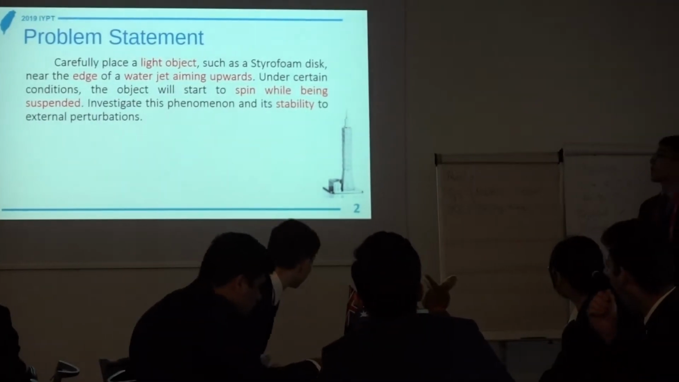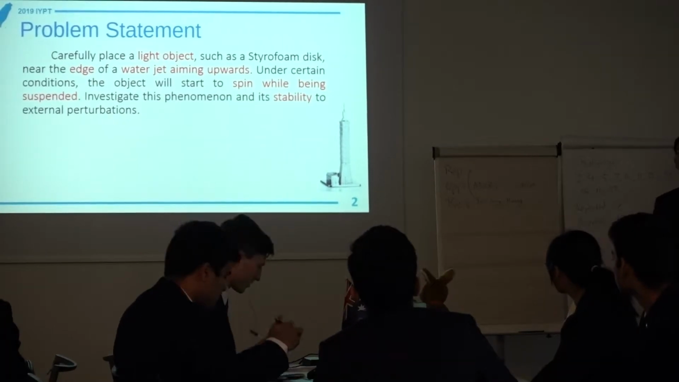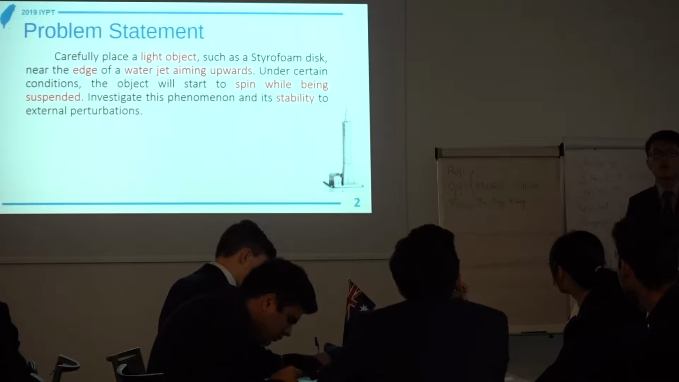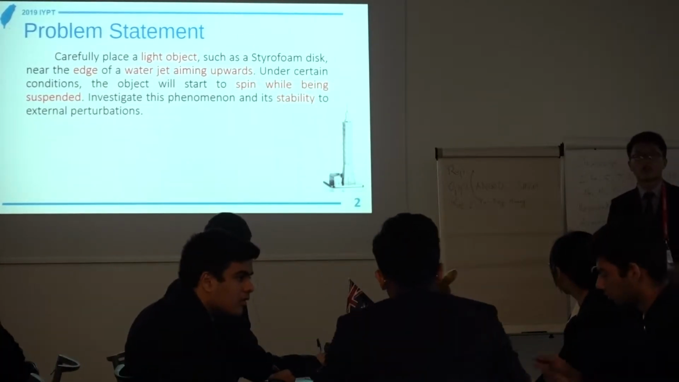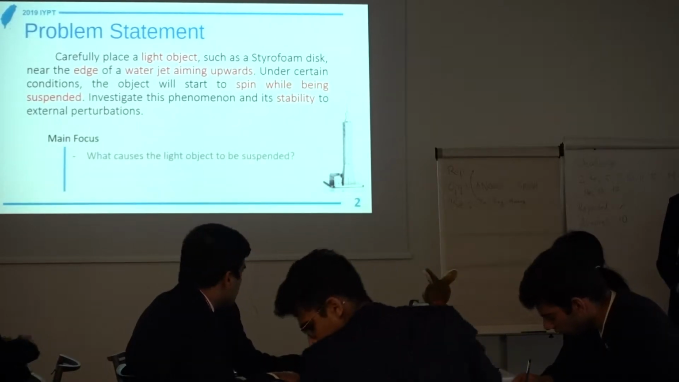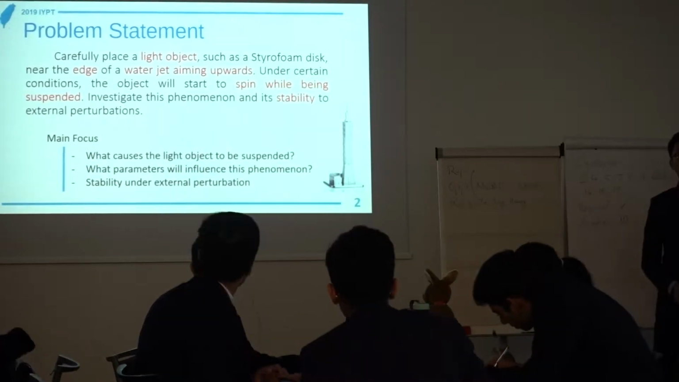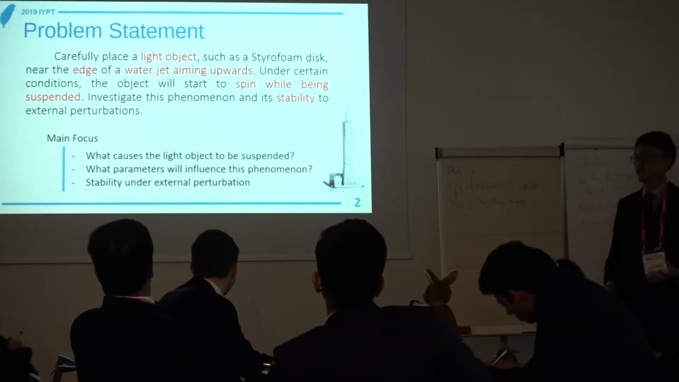This is the problem statement. Carefully place a light object, such as a styrofoam disc, near the edge of a water jet aiming upward. Under certain conditions, the light object will spin while being suspended. Measure this phenomenon in stability and external situations. So the reporter will mainly focus on what causes the light object to be suspended, the parameters that influence the phenomenon, and also its stability under external situations.